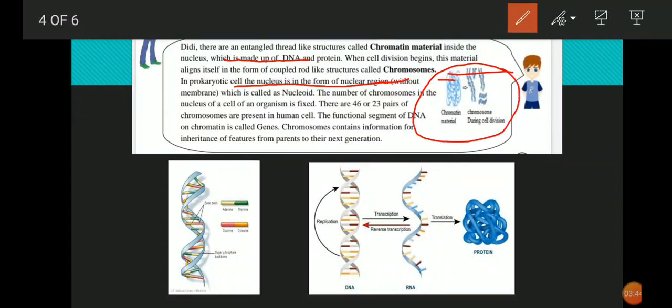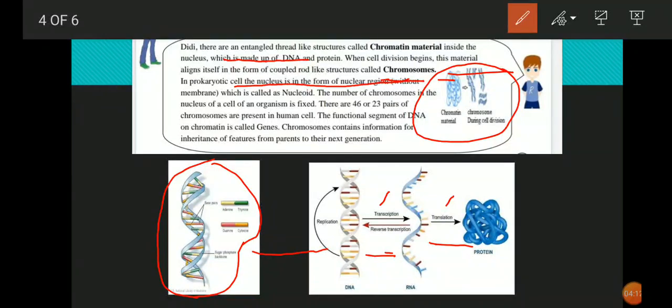So these chromosomes are made up of DNA. You can see the picture of DNA. This is the DNA picture, and how DNA is converted to RNA by the process of transcription, and then this RNA forms the protein by the process of translation. You can see from this picture. Now this material aligns itself in a form of coupled rod-like structure called chromosomes.